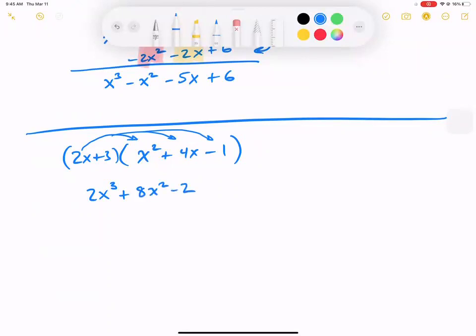It's 3's turn. Here we go, 3, 3, 3. 3x squared, because they're like terms. See how I wrote them right on top of each other? Then 3 times 4 is 12. Oh, sorry, I forgot my x here. And then we end up with 12x and minus 3.